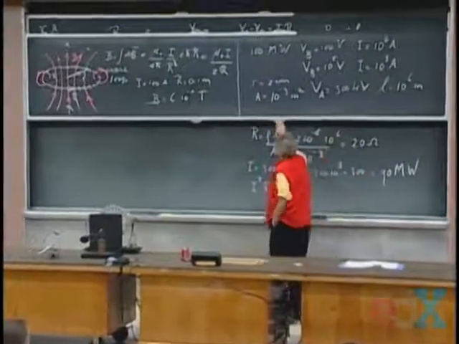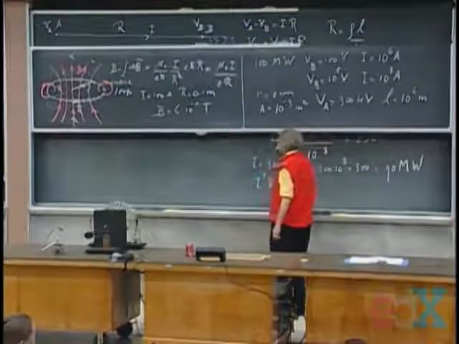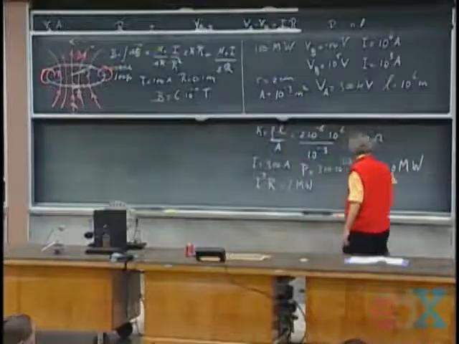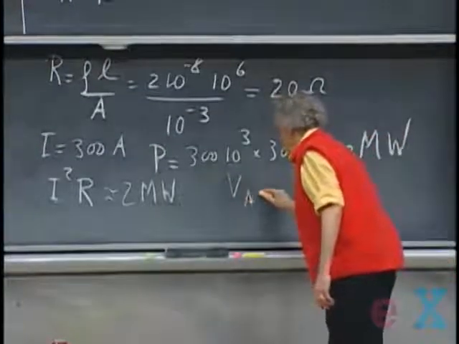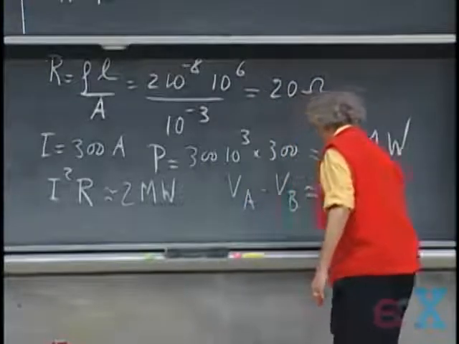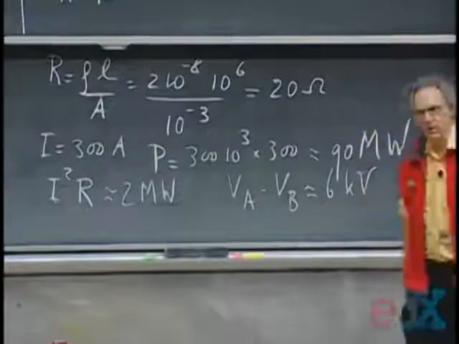You can also calculate now what the difference in potential is between the power station and Boston. VA minus VB is IR. You know that I is 300 amperes, and you know that R is 20 ohms. So VA minus VB is about 6 kilovolts. In other words, if the power station puts it on the line at 300 kilovolts, then you would get it here with only 6 kilovolts less. So it's not a very unreasonable situation.